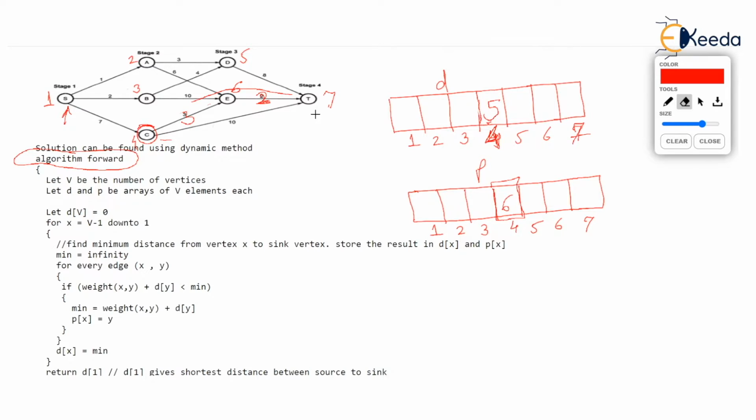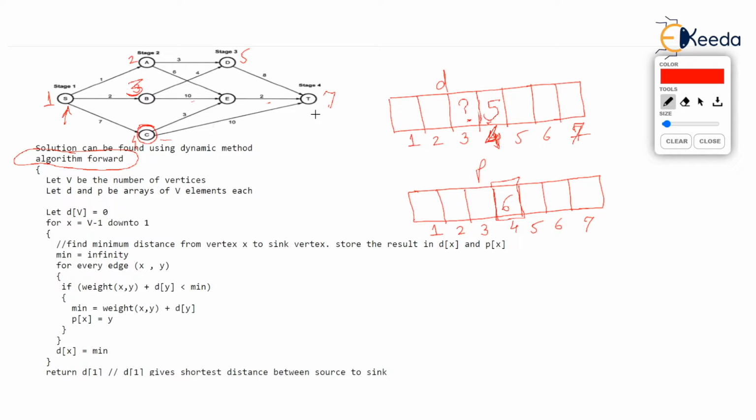What is the meaning of the D array and the P array? Let's try to understand that. Let's see what D3 is going to store. D3 will store the shortest distance from 3 to 7. Now have a look at this. We have vertex number 3 here. I will rewrite it, vertex number 3. That's vertex B in our graph. Now your aim is to go from B to the destination T using the least distance.